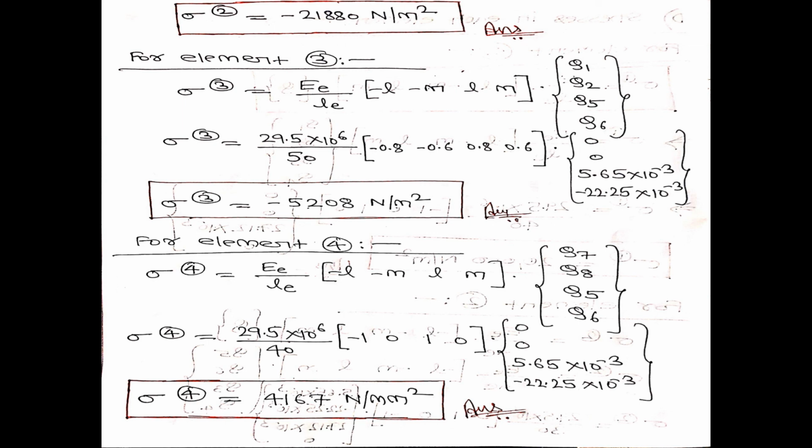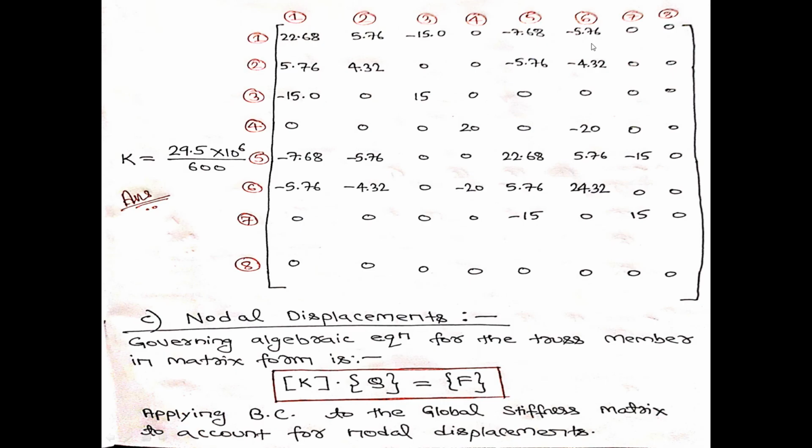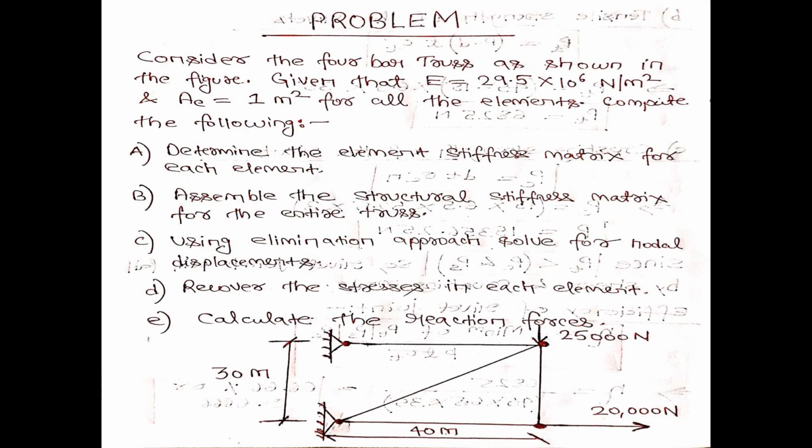Likewise, in a similar manner, you can find out the elemental stiffness matrix for the third element as well as for the fourth element. Is it clear? Any doubt? No, sir. Okay. So next, the last part of the problem is you need to find out what? That is, you need to find out the reaction forces.